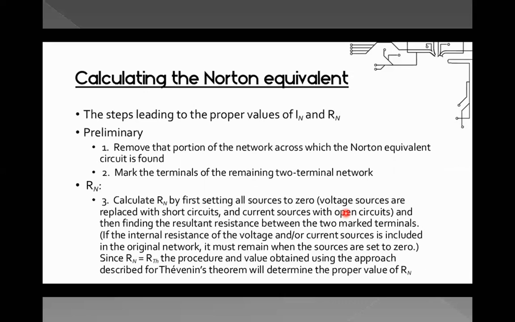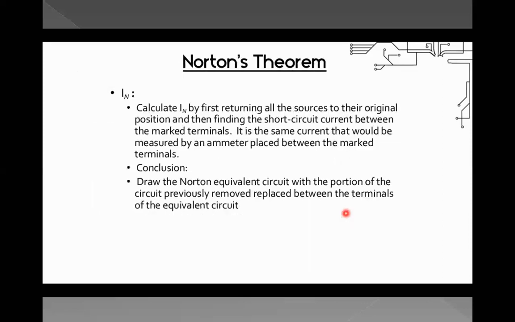To calculate IN and RN, remove that portion of the network across which the Norton equivalent circuit is found. Mark the terminals of the remaining two terminal network. To find RN, calculate RN by first setting all sources to 0 and then finding the resultant resistance between the two marked terminals. So this is one. And how to calculate IN in the circuit?